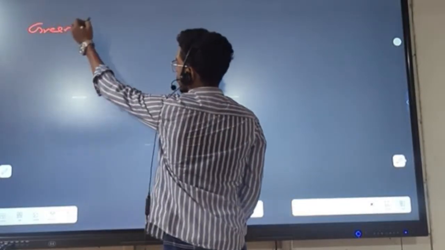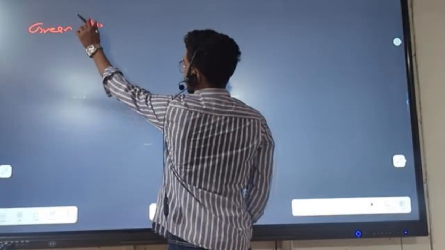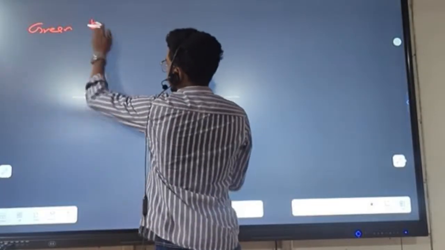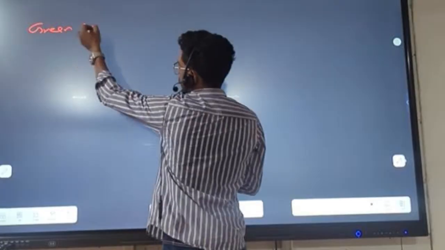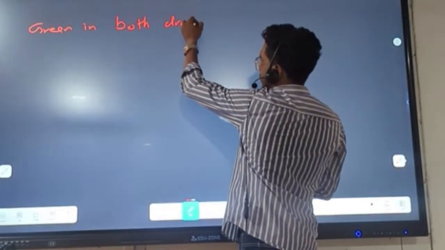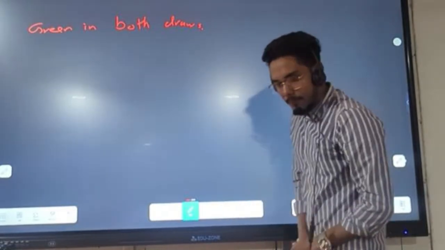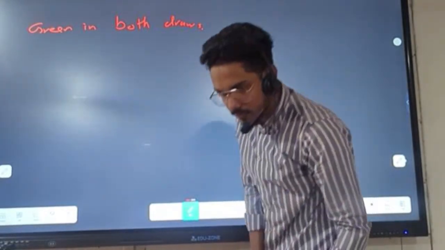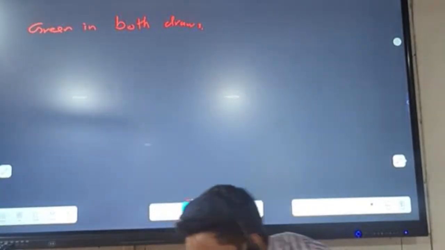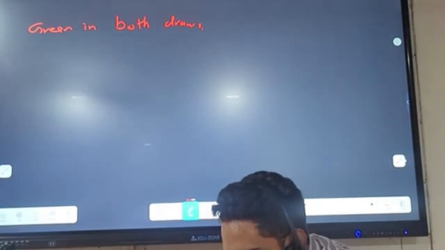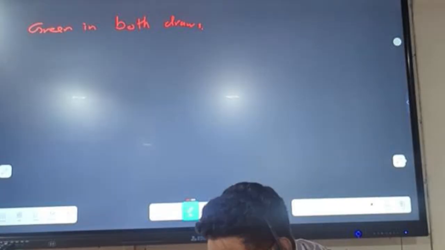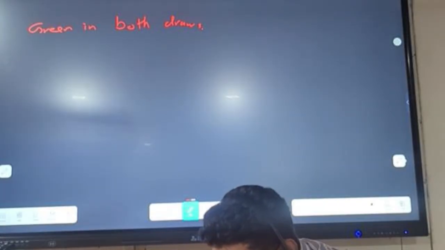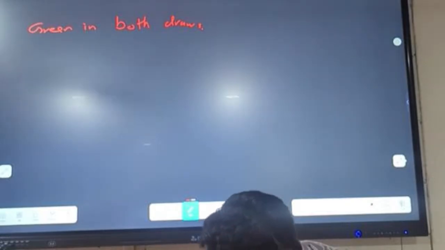Green in both draws. Anyone got the answer? No answers yet. With replacement. First we'll do with replacement. So for each and every question we are going to do with replacement, without replacement, both.